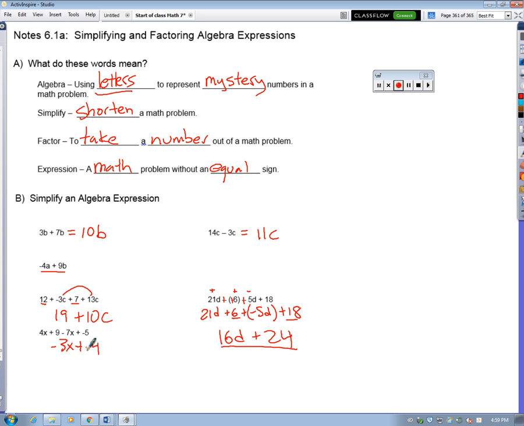I skipped the same change, just didn't work through it, but if you do same change, it'll work out just the same. Alright, so I go from a big ugly expression down to something short.